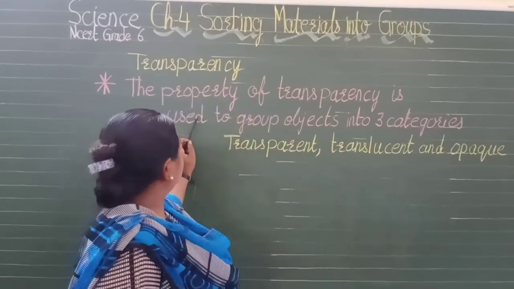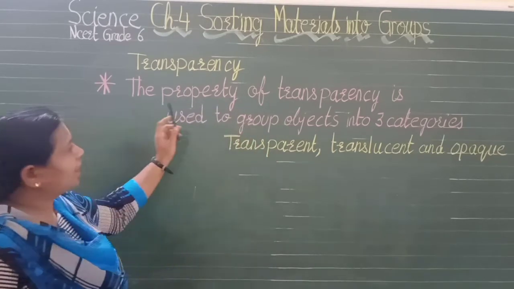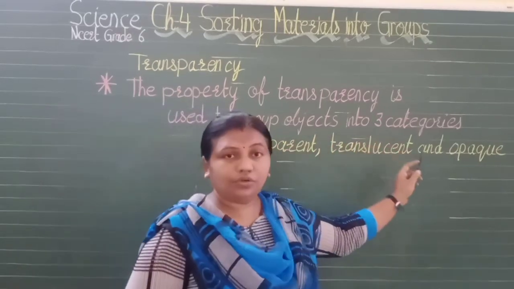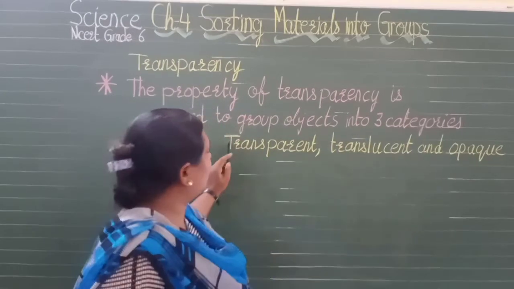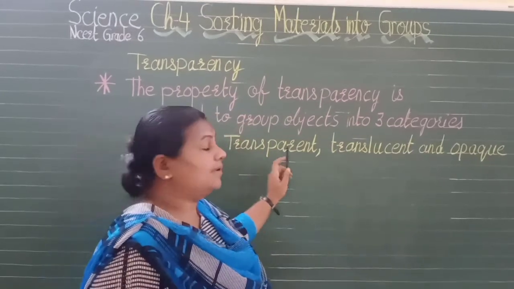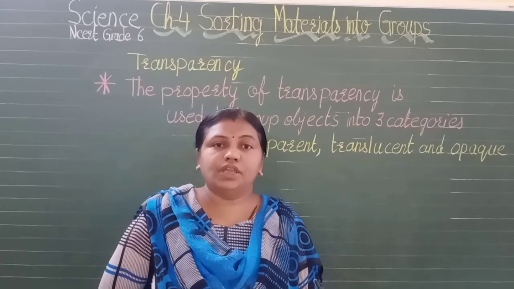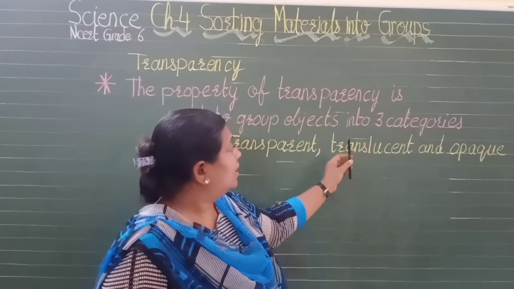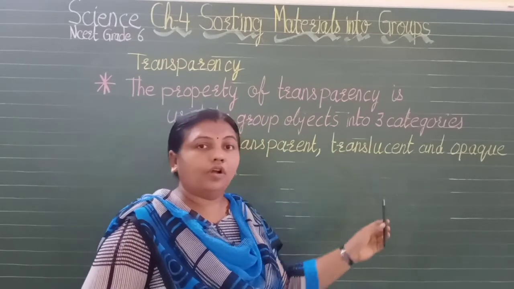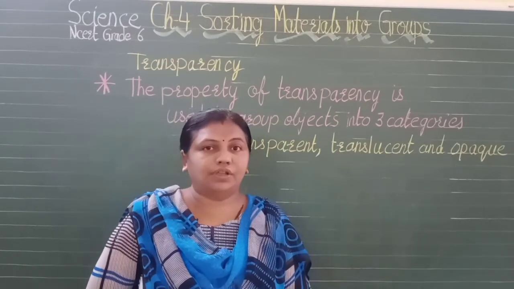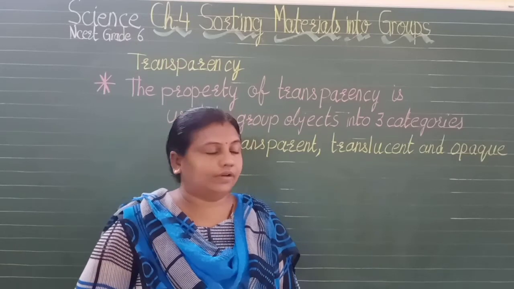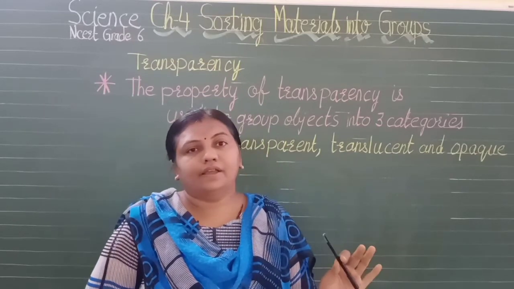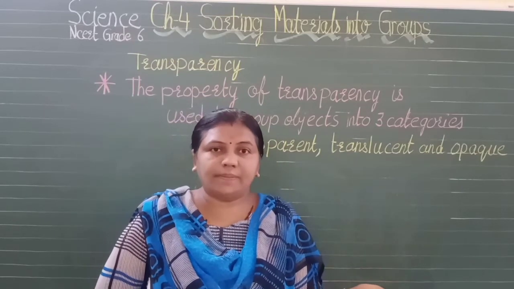So the property of transparency is used to group objects into three categories. Again, let me tell you, transparent means the objects from which we can see the things clearly. In translucent, you can only see the things partially, not the clear picture. And in opaque, you cannot see anything. Yes, a wall is a very good example.